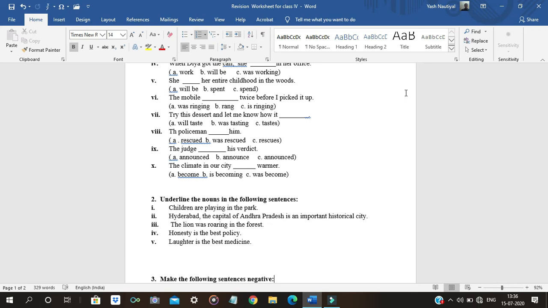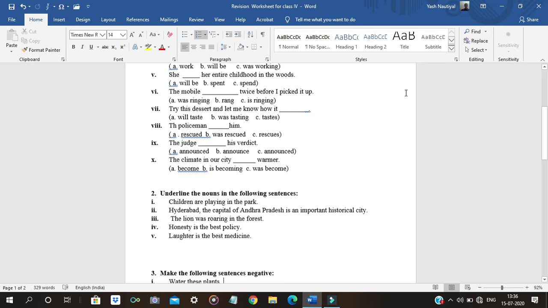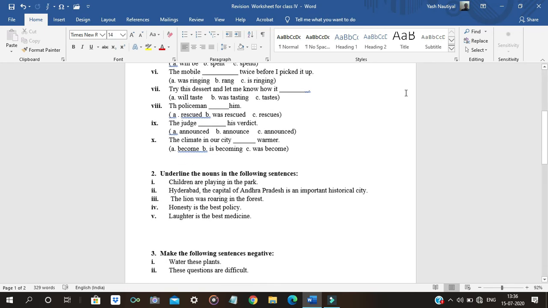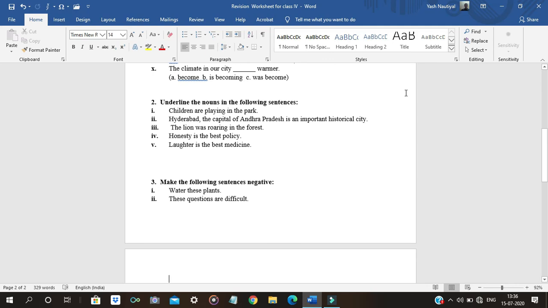An abstract noun is the name of some state, quality, feeling, or idea that we can only think of or feel but cannot touch or see. Example: I admire his honesty. So here in this example, honesty is a quality. We can't see this quality, but we can feel it. He is an honest person. So the second question is based on nouns: underline the nouns in the following sentences. You have to underline the noun, whether it is a common noun, proper noun, or abstract noun.